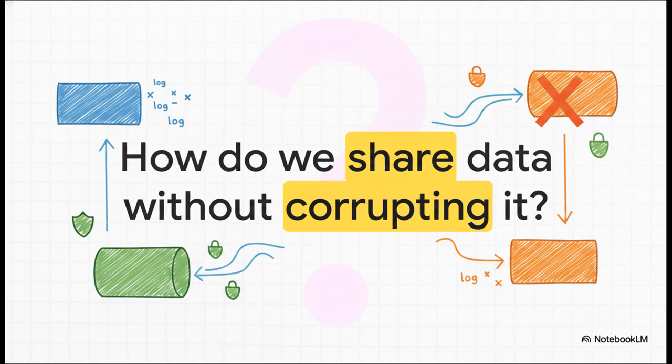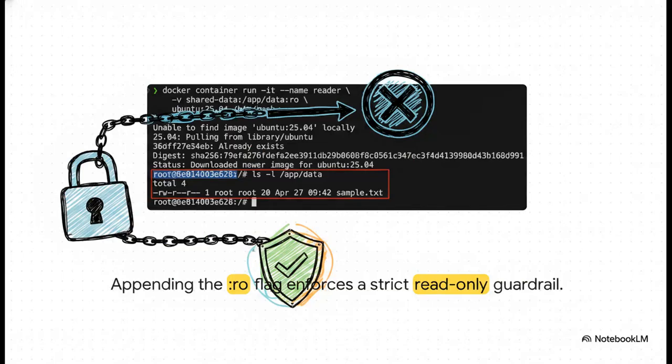Say you've got one app constantly writing logs to a volume, and a completely separate container needs to jump in and index those logs. We absolutely have to stop that second container from accidentally overwriting or messing up our shared data. The fix for this is surprisingly elegant. Just slap a colon and read onto the end of your volume mount command. That creates an ironclad read-only guardrail.